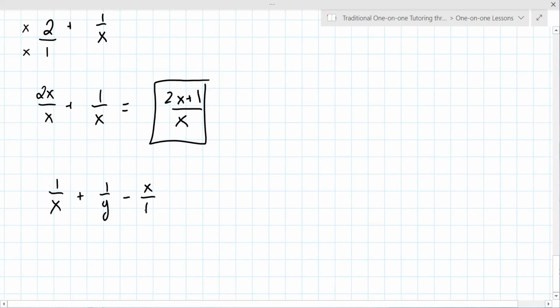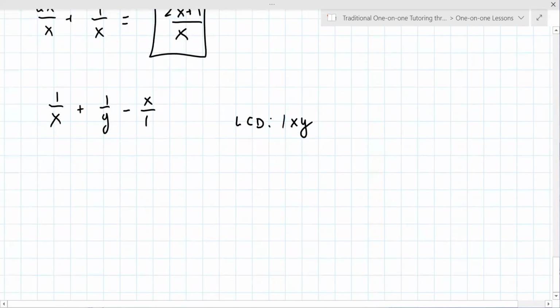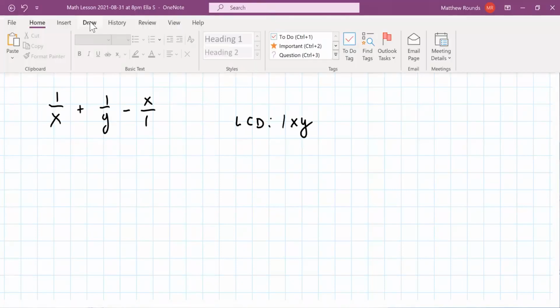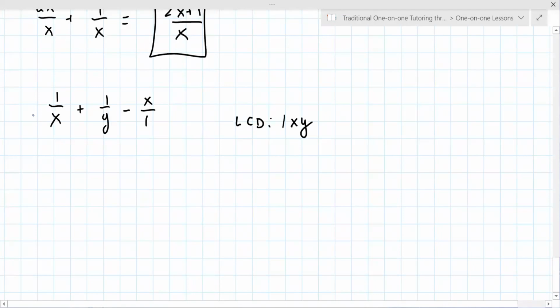The next one is 1 over x plus 1 over y minus x over 1. So the LCD is xy. It's 1xy, but you never write the 1. So you ask yourself, what am I missing? I guess this is a good place for me to switch colors. The first one is missing a y. The second one is missing an x. And the third one on the bottom is missing an x and a y. So you multiply by what it's missing.